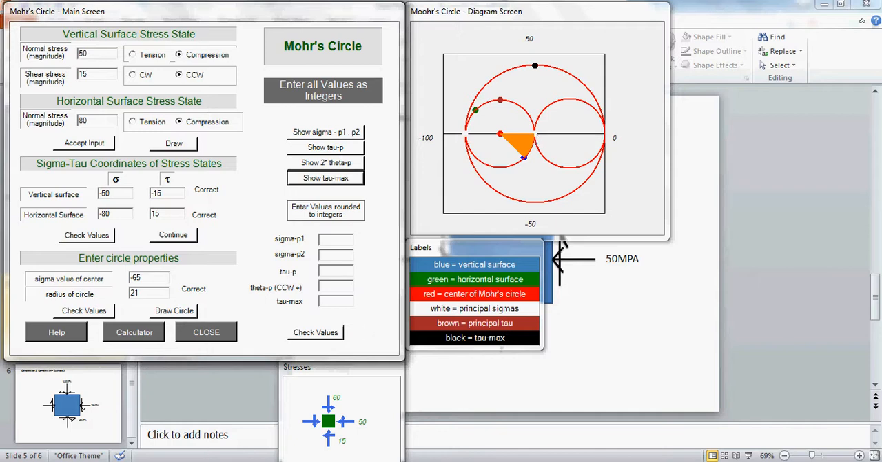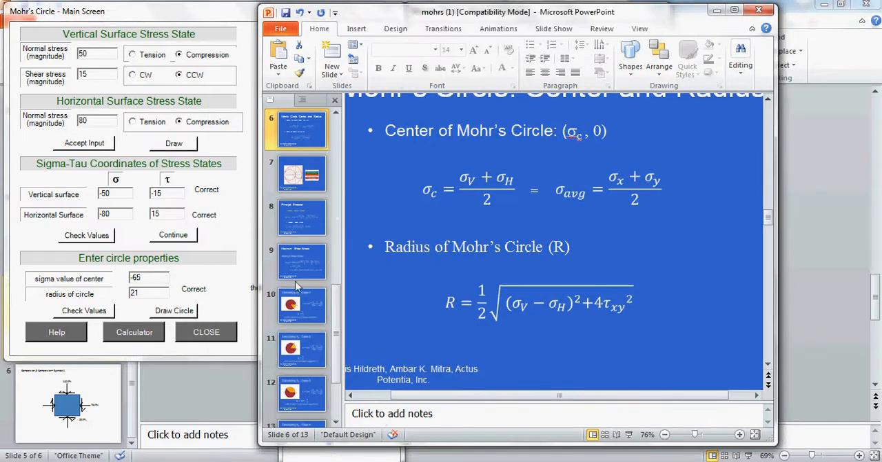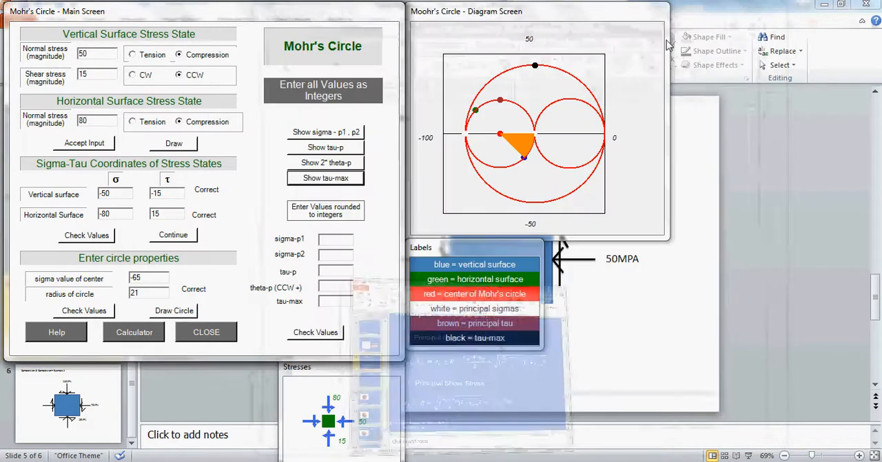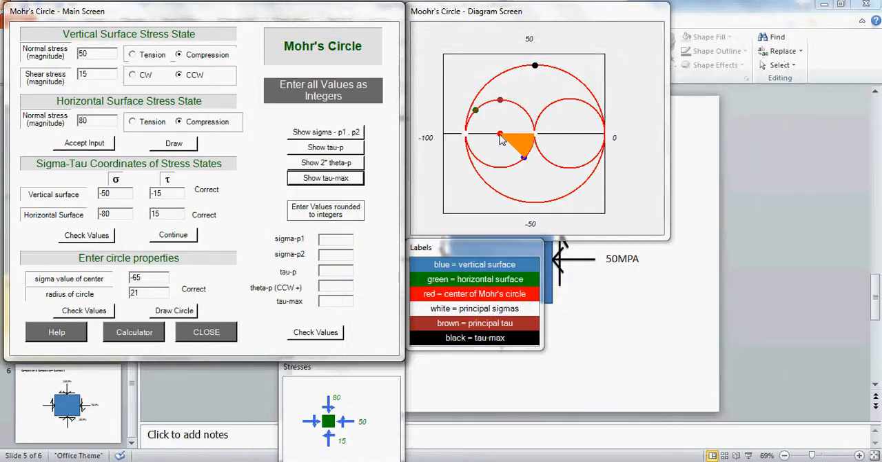So to calculate your sigma P1 and P2, you can use this equation right here, where it's basically the center right here plus or minus its radius, and that will come out to be negative 44, negative 86. Remember, I'm rounding these to whole integers. Your principal tau is going to be the same as the radius of the circle, which is 21.